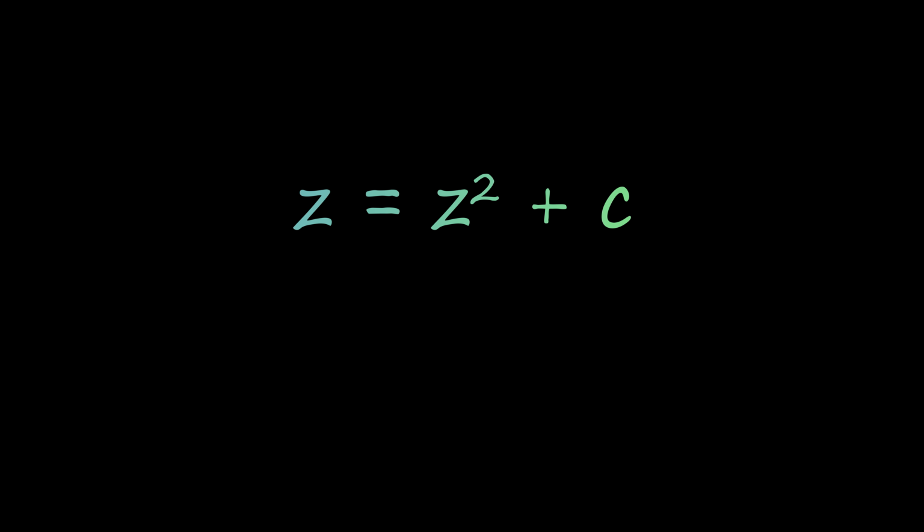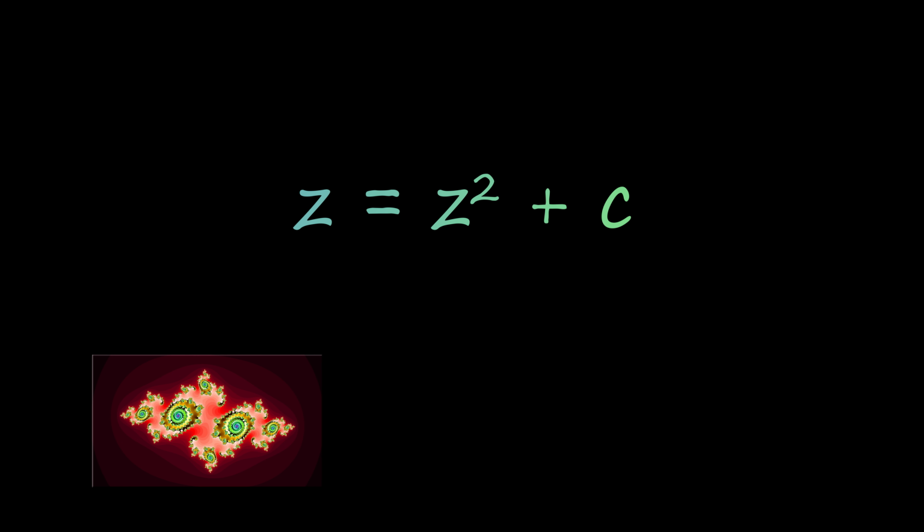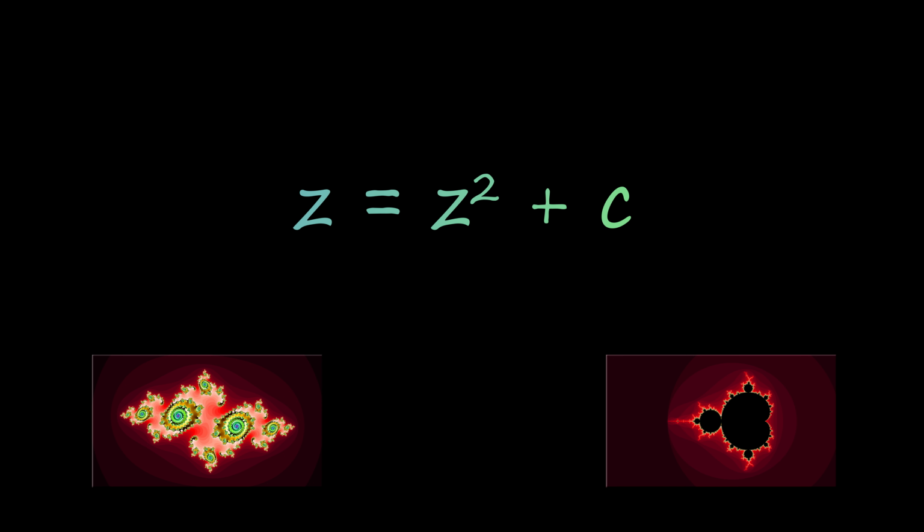The question naturally arises, what are the simplest functions that exhibit such interesting dynamics? Well, it turns out that one such equation is z squared plus c. Usually we see it written in this form. This simple formula is the equation for both Julia sets and the Mandelbrot set. Two types of fractals that are very closely related.